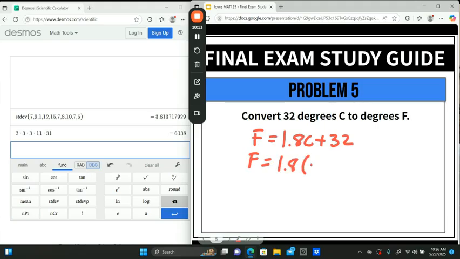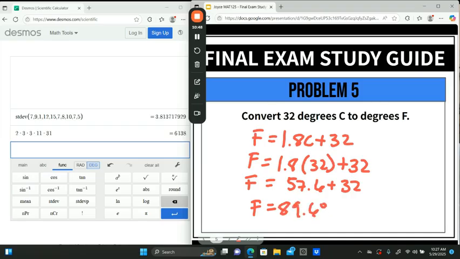Instead of the C here, we're going to put 32, plus 32. All right. And when we multiply 1.8 times 32, that's going to give us 57.6 plus 32. And when we add both of those together, we get 89.6 degrees Fahrenheit.